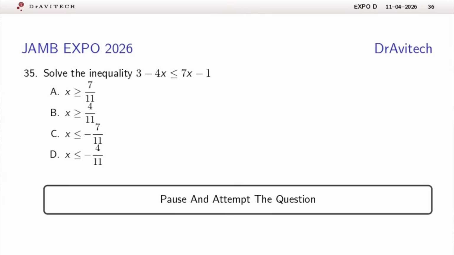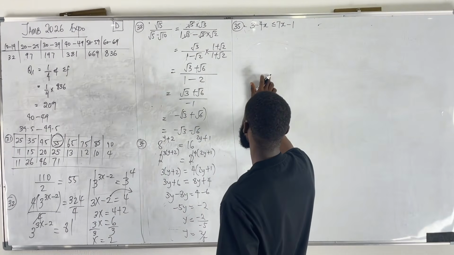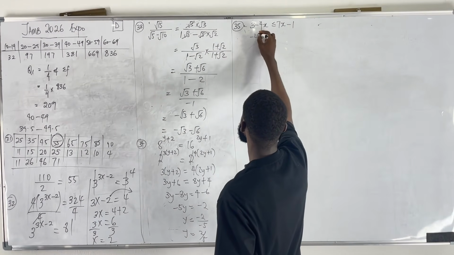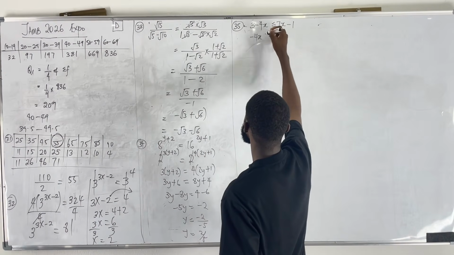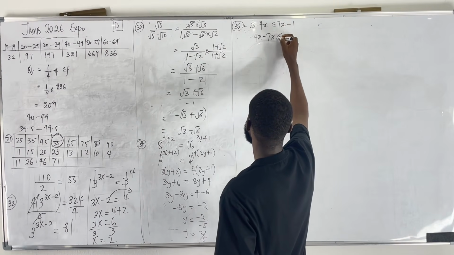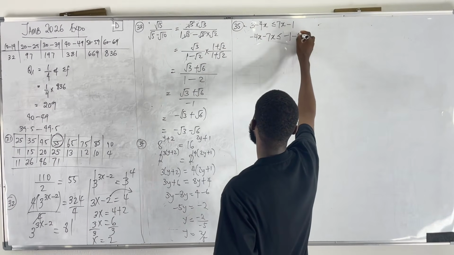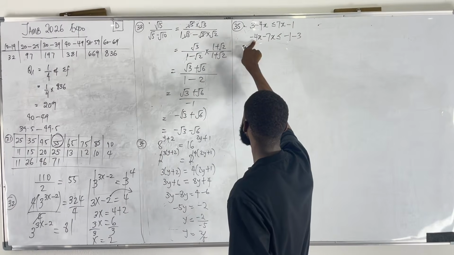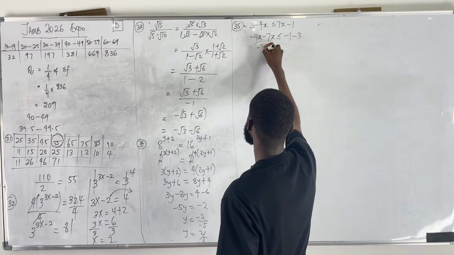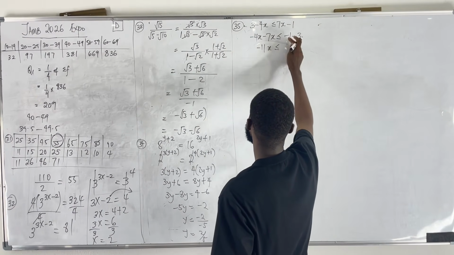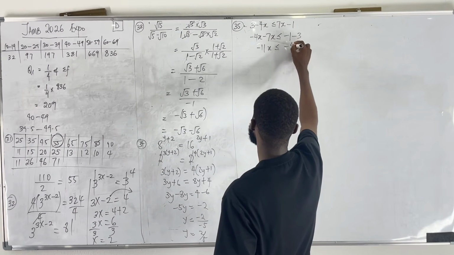Question 35 says, solve the inequality 3 minus 4x less than or equal to 7x minus 1. Okay, now I like my x being on this side. So this will be minus 4x. If this 7x comes out, it becomes minus 7x, less than or equal to minus 1. If this 3 comes over, it will become minus 3. Minus 4x minus 7x is minus 11x, less than or equal to minus 1 minus 3, which is minus 4.